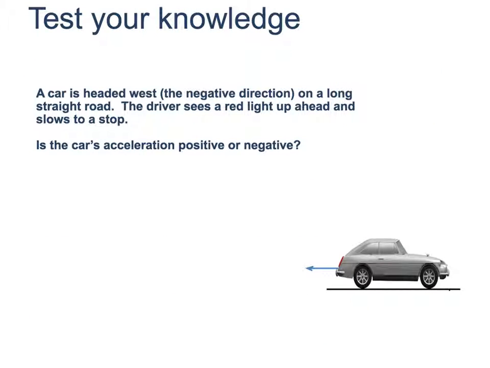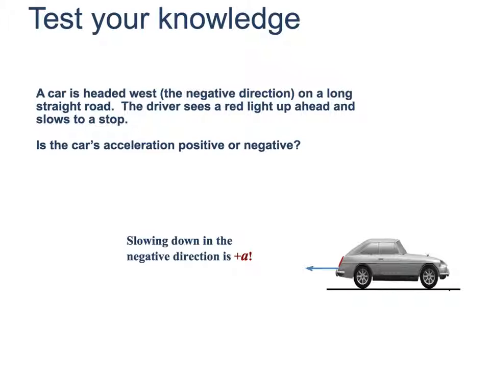Okay, a car is headed west, the negative direction, on a long straight road. The driver sees a red light up ahead and slows to a stop. Is the car's acceleration positive or negative? So the car is heading this direction. Which way is the acceleration going to be?